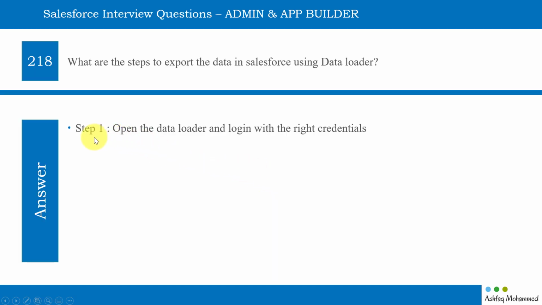So in order to export, what you have to do is step 1, again, open the data loader and log in with the right credentials. Always you have to do this, and then click the export button.